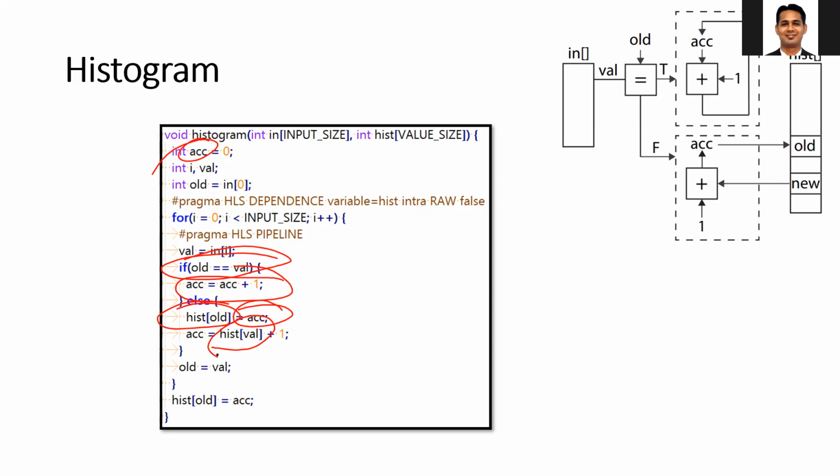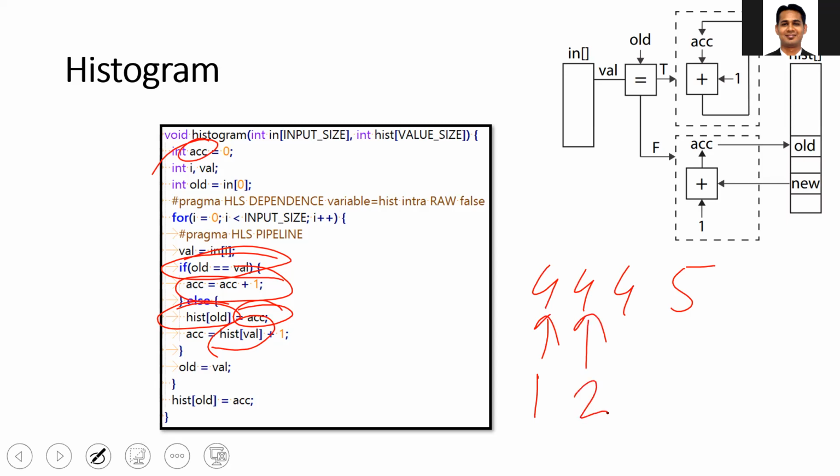For example, if I get 4, 4, 4, 5, initially assume that the histogram is 0. When I read 4, I'll get the accumulator as 1. Then I read 4, I'll get the accumulator as 2. Then I read 4, I'll get the accumulator as 3. Then I read 5, and they are not the same. Then what I'll do is take the fourth index from the histogram and update that to 3.